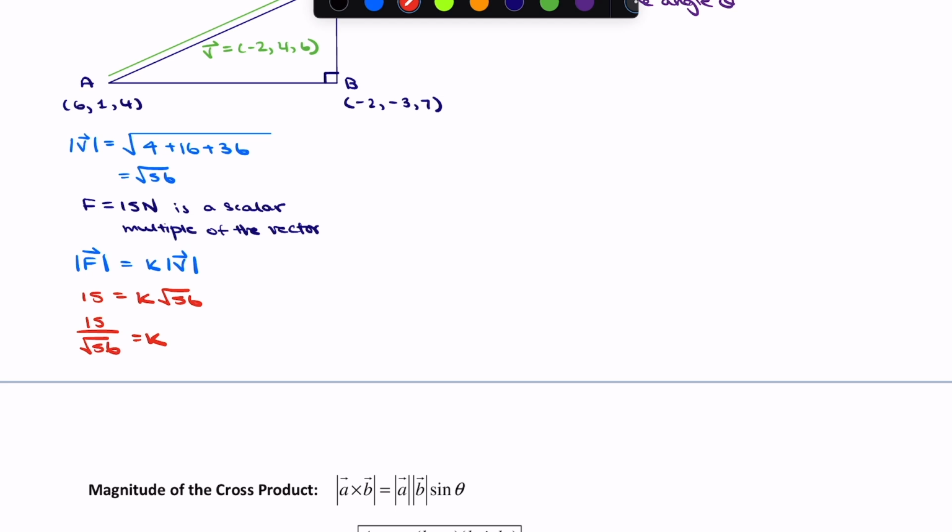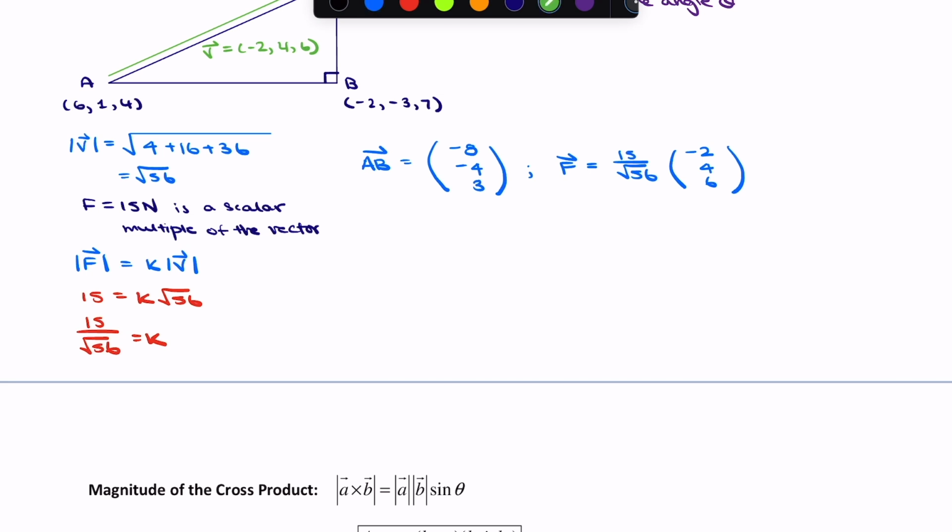And here we know that vector AB is B minus A, so -2 minus 6 is -8, -3 minus 1 is -4, and 7 minus 4 is 3. Therefore, our force will be equal to 15 over square root 56 times (-2, 4, 6), which is our vector here.